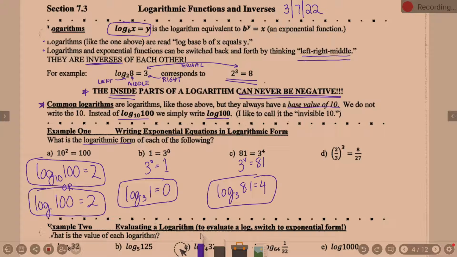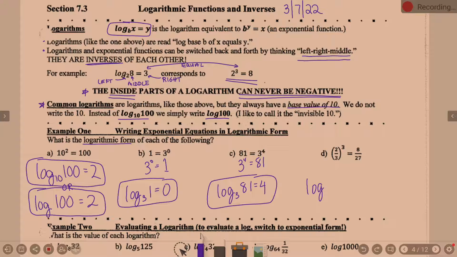Notice I'm not giving you an either or option on these last two, am I? They're not base 10, so we have to write the base. D. What are your thoughts on D? There's fractions, which makes you think, yuck, but does it matter for this? No. All you're doing is writing the pieces. Can you have fractions within logs as base of logs, equal to logs? Yes, you can.